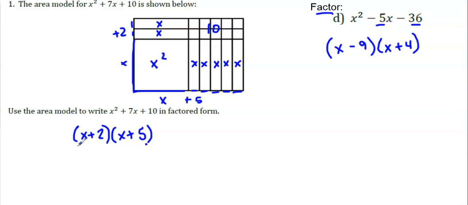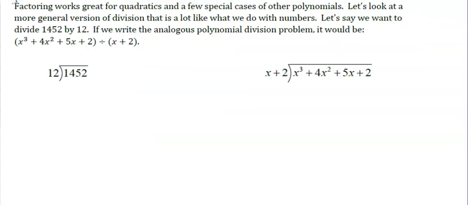That means that this quantity x plus 2 times this quantity x plus 5 equals x squared plus 7x plus 10. And this quantity x minus 9 times this quantity x plus 4 equals x squared minus 5x minus 36. Now that we have reviewed factoring and multiplying, let's look at division. Factoring works great for quadratics and a few special cases for other polynomials. Let's look at more general versions of division that is a lot like what we do with numbers.